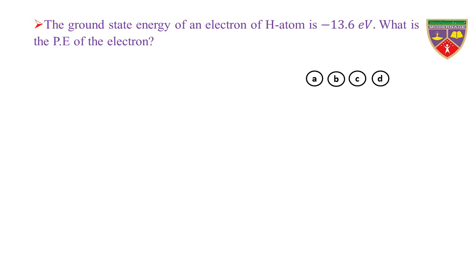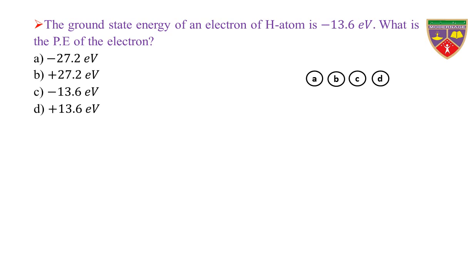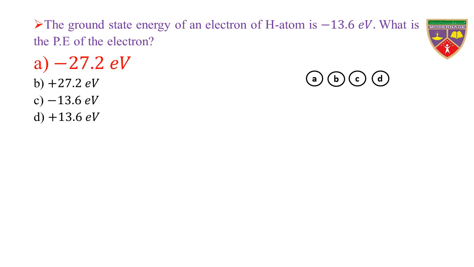The ground state energy of an electron of a hydrogen atom is minus 13.6 electron volts. What is the potential energy of the electron? Option A, minus 27.2 electron volts. Option B, plus 27.2 electron volts. Option C, minus 13.6 electron volts. Option D, plus 13.6 electron volts. The key is minus 27.2 electron volts. Therefore, the correct option is A.